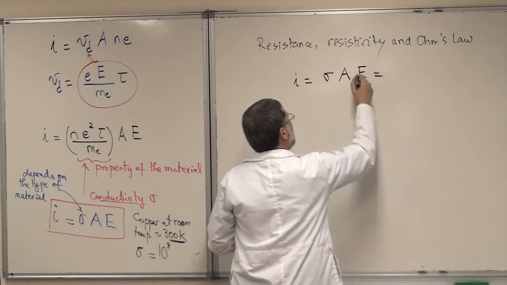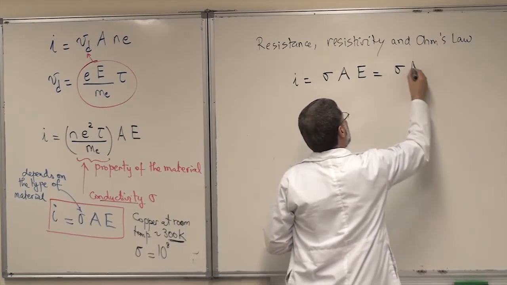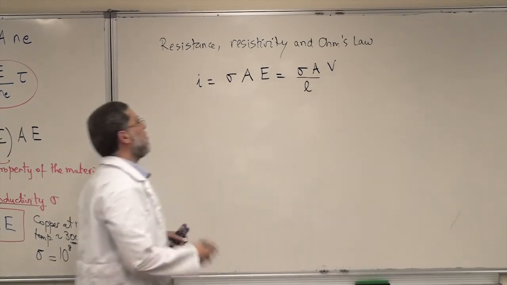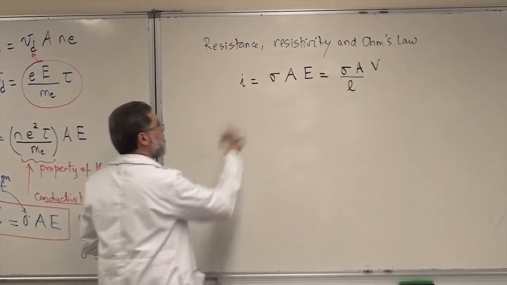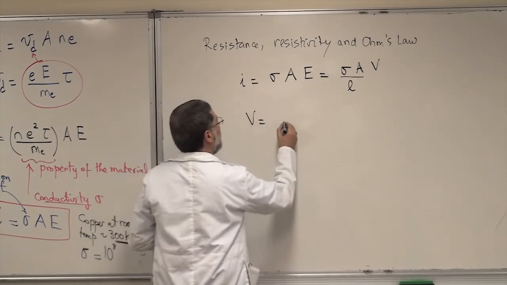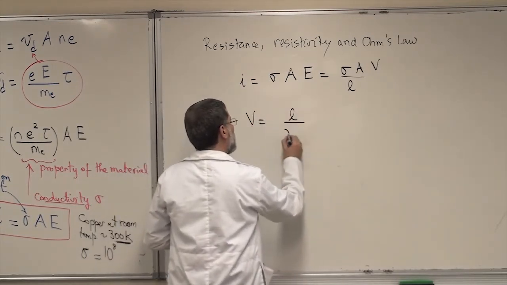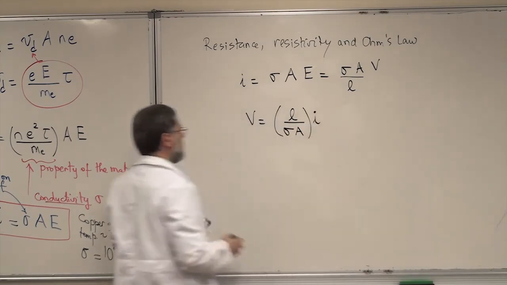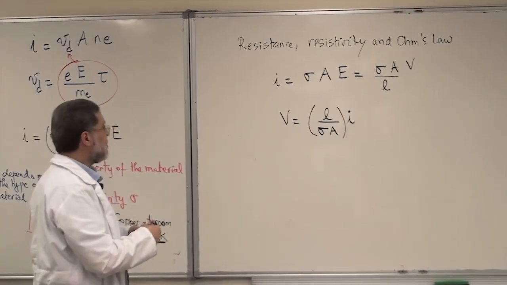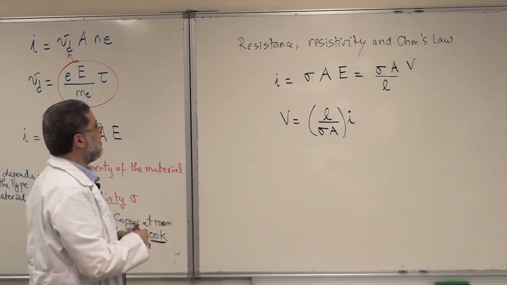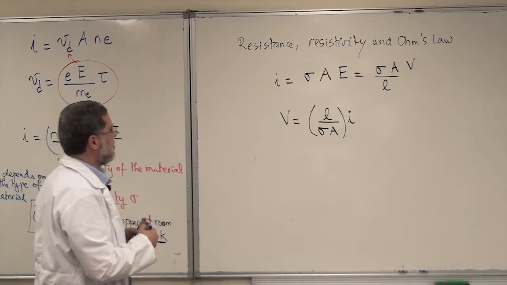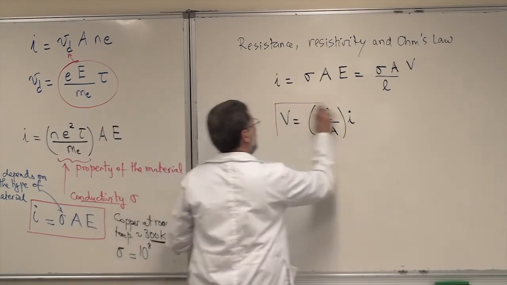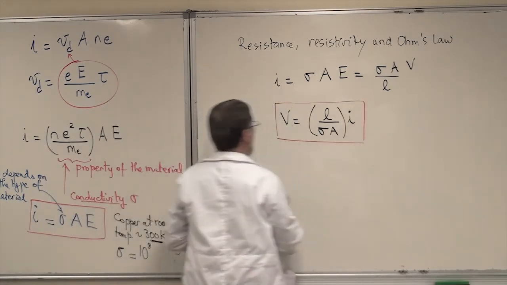Of course, you know that the electric field is V, the potential difference, divided by L. Then I can rewrite this equation as V equals L over sigma A times the current. Now this is something important, which is called Ohm's law. It has two different forms. I'm going to show you one of them here.